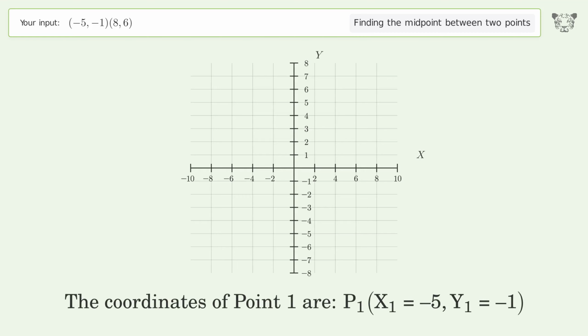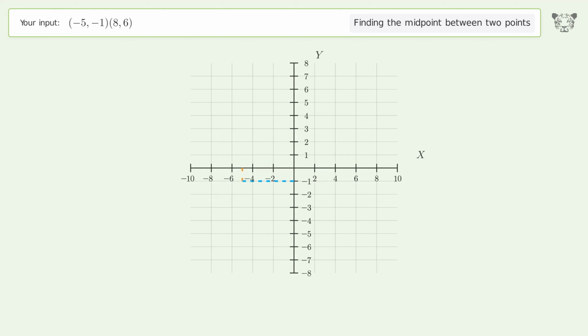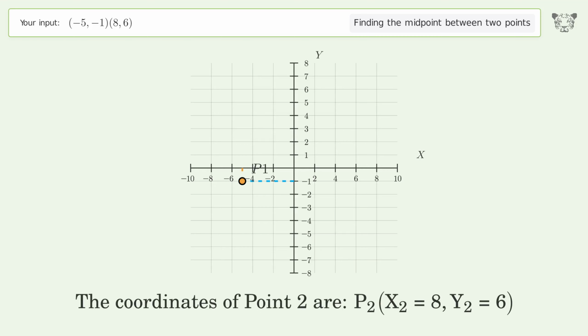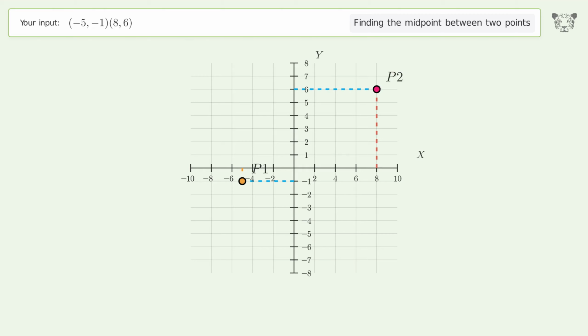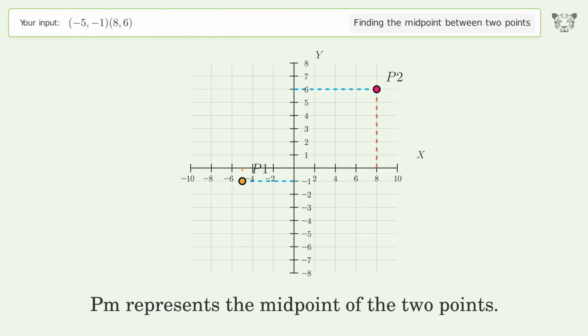The coordinates of point 1 are, x1 equals -5, y1 equals -1. The coordinates of point 2 are, x2 equals 8, y2 equals 6. PM represents the midpoint of the 2 points.